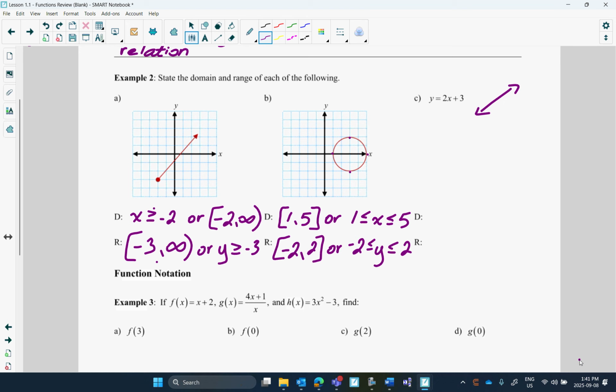So that means that the domain is every single number, starting from the lowest negative infinity up to the highest positive infinity. And the range is the exact same thing. Lines are really easy to find the domain and range of. It's everything.